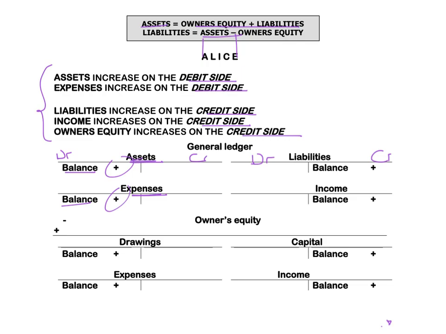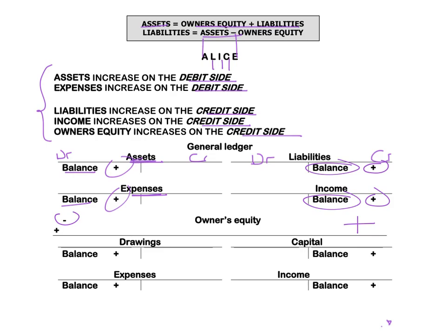The letters inside the word, that means liabilities, income, capital, will increase on the credit side, and the balance will always be on the credit side. So owner's equity is like capital, and owner's equity decreases on the debit side and increases on the credit side.